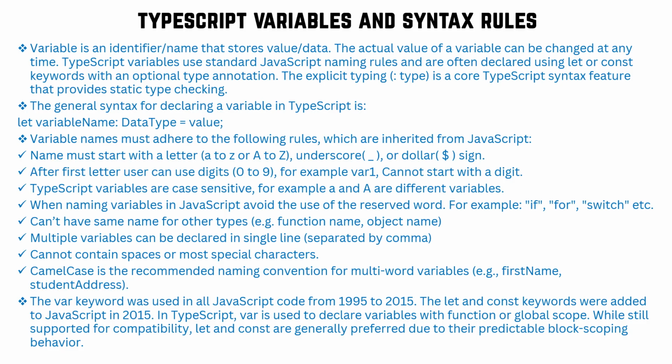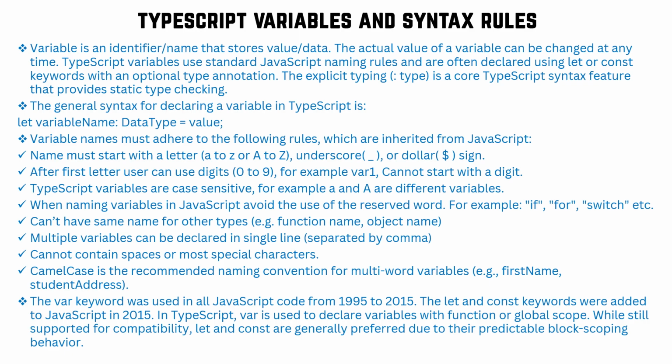Then there are reserved keywords in JavaScript or TypeScript like if, for, switch, else, but you cannot use them as a variable, constant or let. You can use underscore, or some additional number with the variable. If something is already defined as a function or object, you cannot use the same name as a variable, so it should be unique. Multiple variables can be declared in a single line separated by a comma. A variable cannot contain any space or special character, and the most recommended thing is using camel case for the variable.